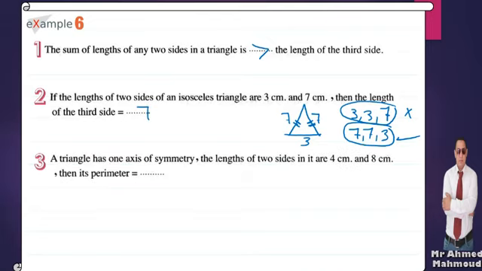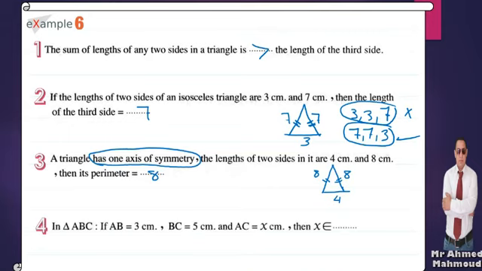The next one, a triangle that has one axis of symmetry. Okay, we all remember that the triangle which has one axis of symmetry is an isosceles triangle. The lengths of two sides are 4 and 8. If we have an isosceles triangle, two sides are 4 and 8, okay, then the third side will be, we can't find triangle 4, 4 and 8 because 4 plus 4 equal 8, but I can find the triangle with two sides 8, 8 and the third side is 4. Then the third side here is 8.